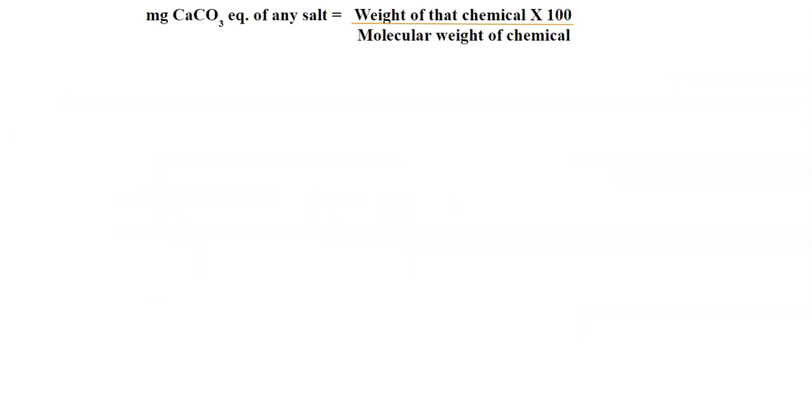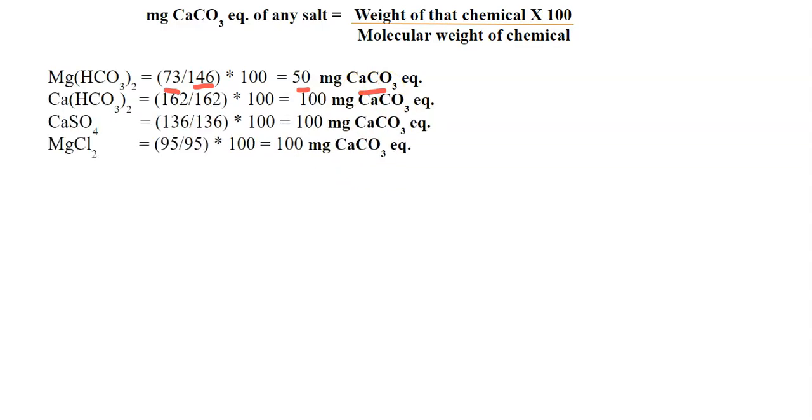Now we have the molecular weights of every salt and the amount of each chemical in water, and we have to convert it into CaCO3 equivalent. First, for magnesium bicarbonate, it is equal to the weight of that chemical, 73, upon the molecular weight of magnesium bicarbonate, which we calculated as 146, into 100. So we get 50 mg of CaCO3 equivalent. We are converting the amount of magnesium bicarbonate to an equivalent of calcium carbonate, because we need the unit of hardness in equivalence of calcium carbonate. Similarly, we have done it for all the salts.